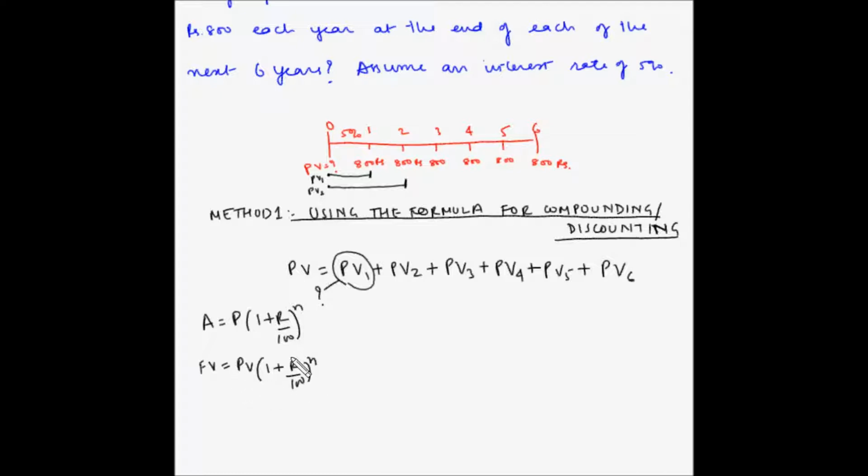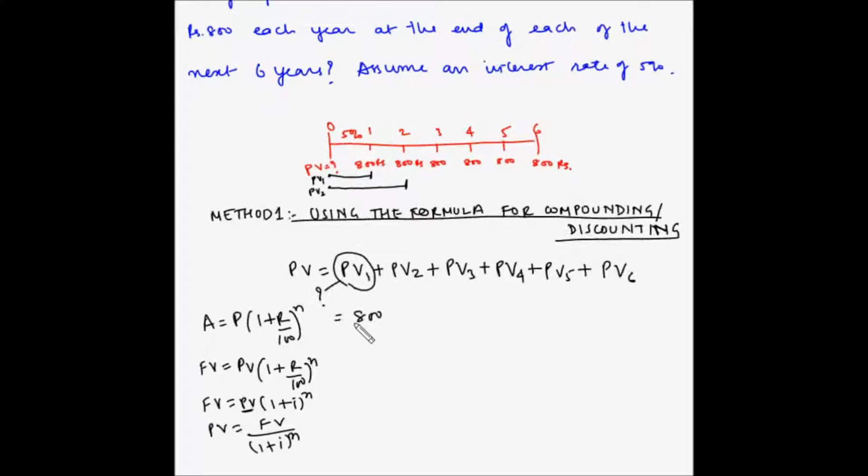Now we can also consider this R by 100 as i. So future value is equal to present value into (1 plus i) to the power n. Or since we have to find out the present value, PV is equal to future value divided by (1 plus i) to the power n. Now let's try to write this formula for PV1. So PV1 is future value 1, which is at the end of the first year, which is 800 rupees, divided by 1 plus i.